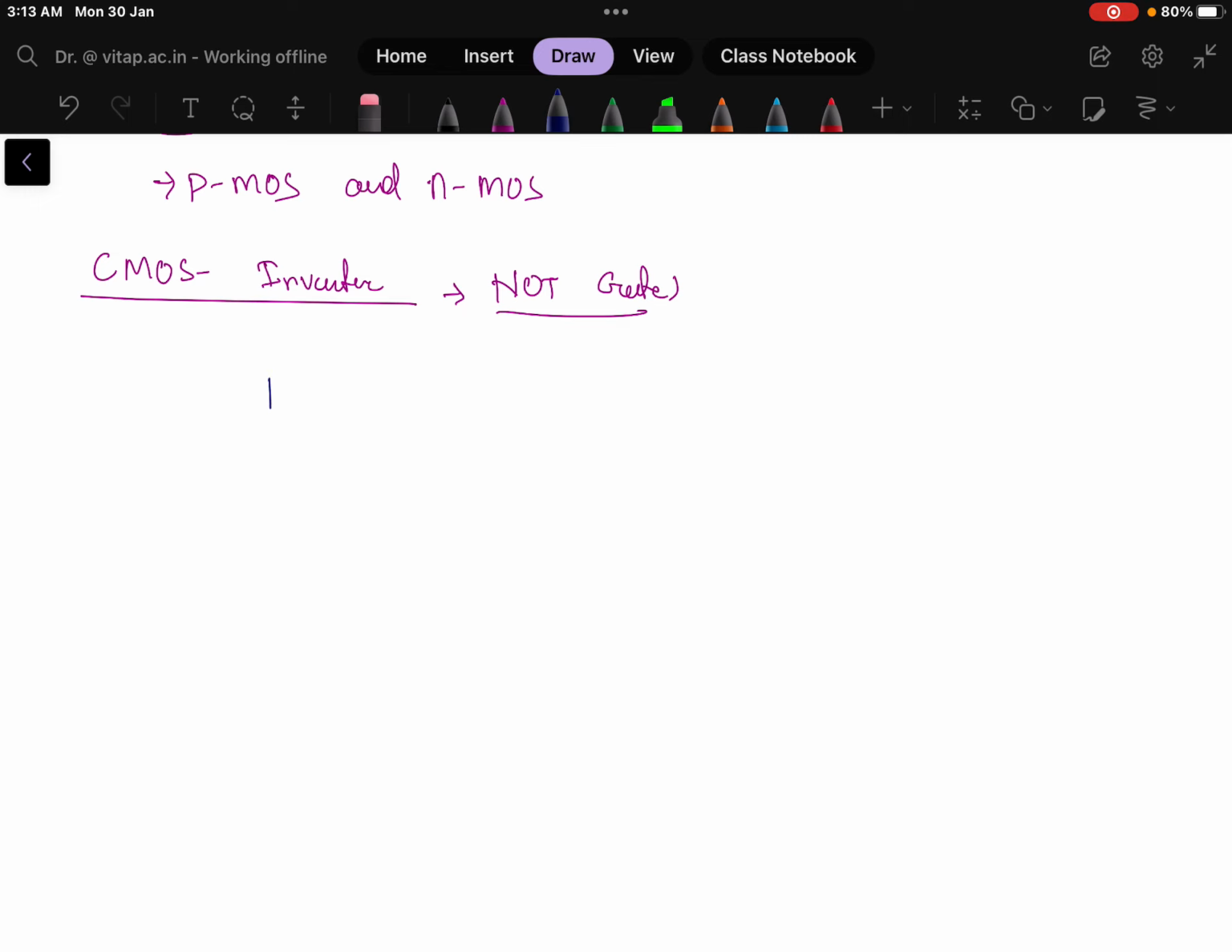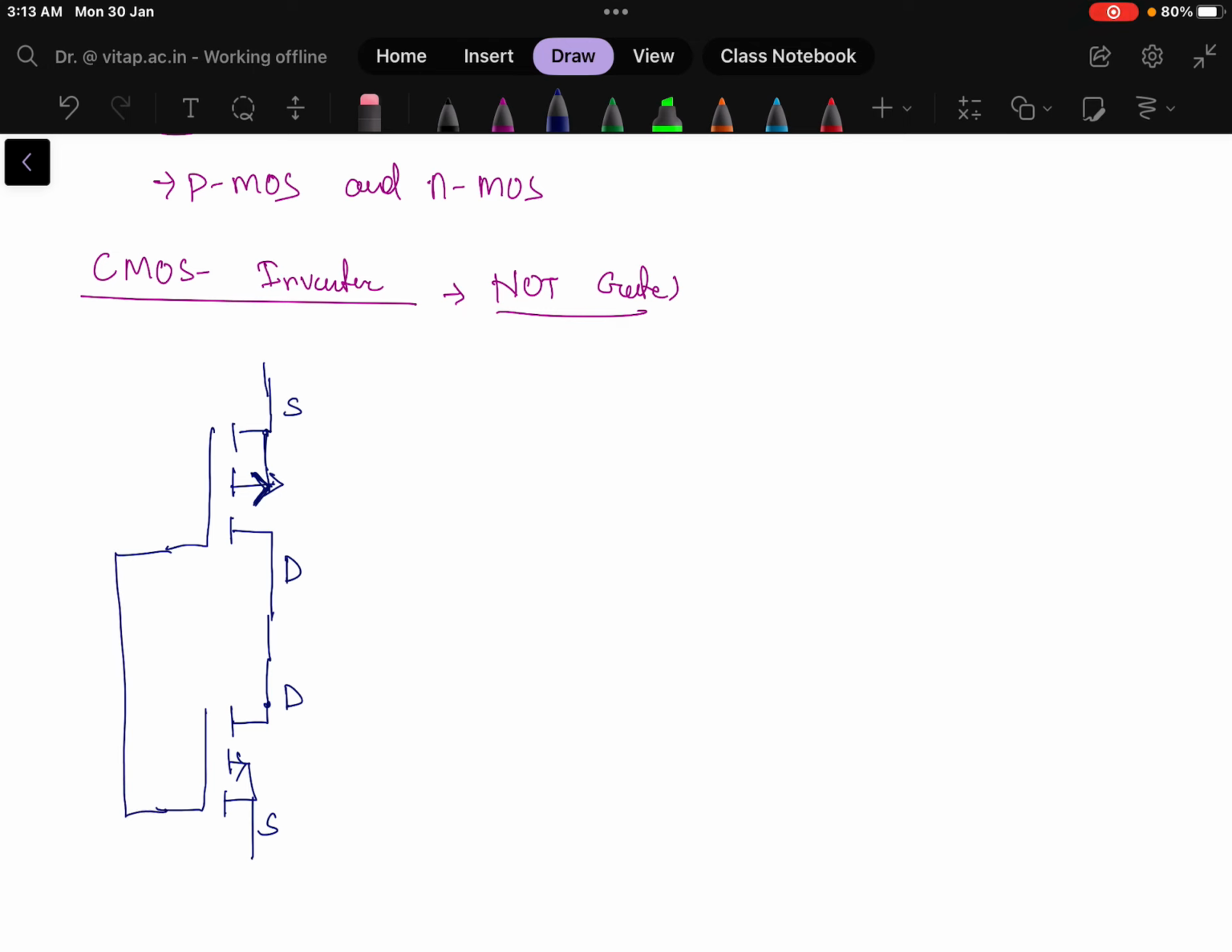So there will be a PMOS. Let us do the PMOS first. This is the source for my PMOS. You see the arrow mark is outside, so this is PMOS, and this is your drain, which will be connected in series with another MOSFET, which is an NMOS. In the NMOS, this is the source and this is the drain. So here a drain to drain connection is there, and the gates will be connected to one input.